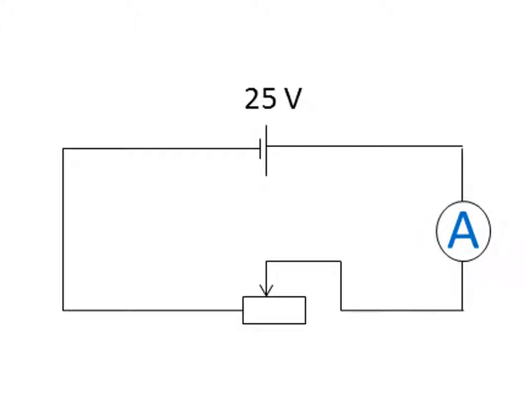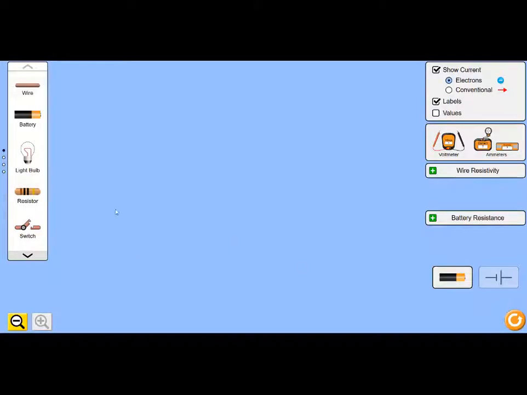Then we are going to vary the resistance of the circuit, and I'm representing that by using the symbol of a variable resistor, a rheostat. So let's open our simulation and let's build these two circuits.